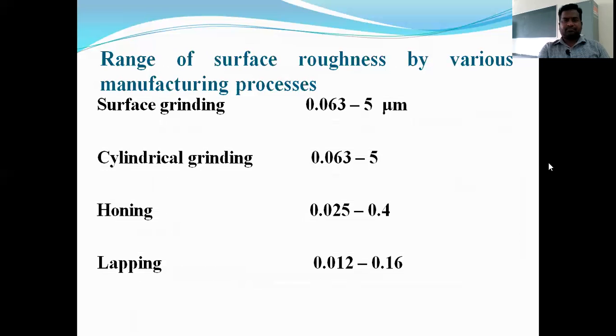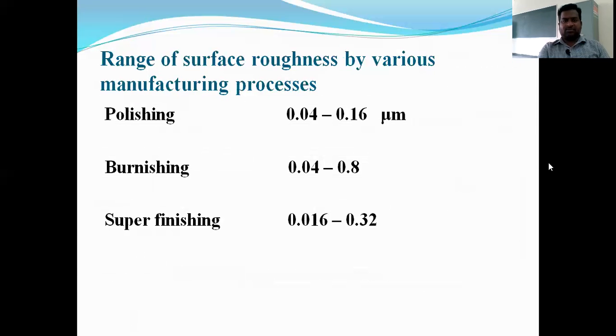Okay, surface grinding, cylindrical grinding, honing, lapping. Surface grinding is having 0.063 to 5 microns, and cylindrical grinding, honing, lapping have their own values. And polishing, burnishing, super finishing operations. Okay.